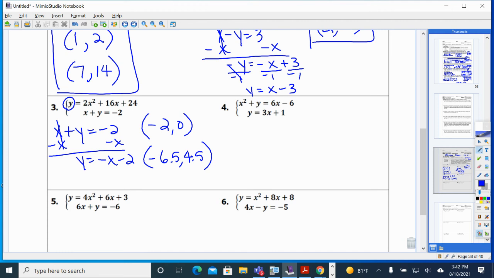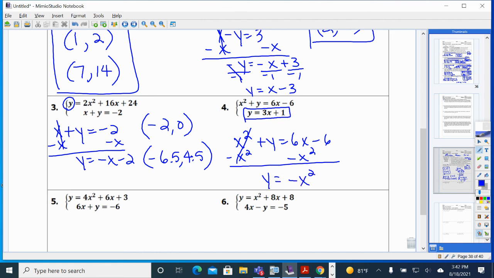We're going to look at number 4. On number 4, we have x squared plus y is equal to 6x minus 6 for our first equation, which is not okay. And the second equation is good. It already says y equal. For the first equation, we need to minus the x squared. And we get y equals negative x squared plus 6x minus 6.